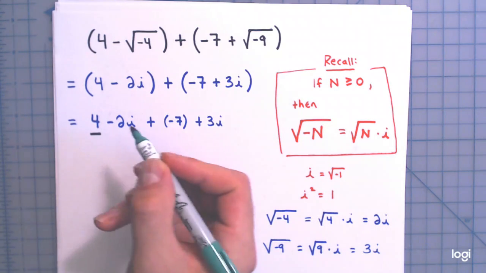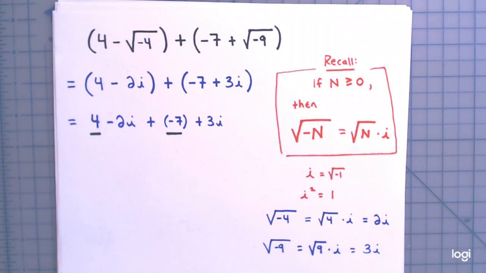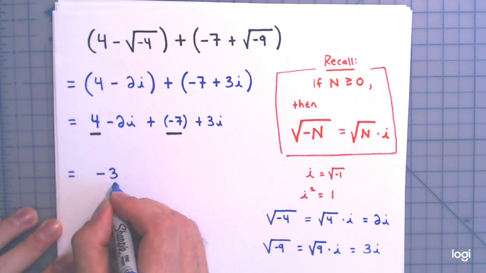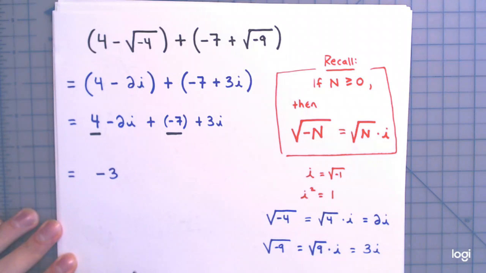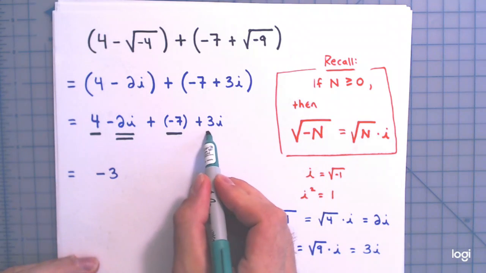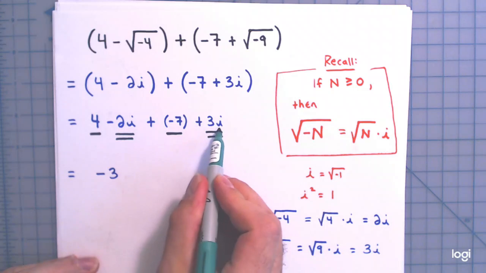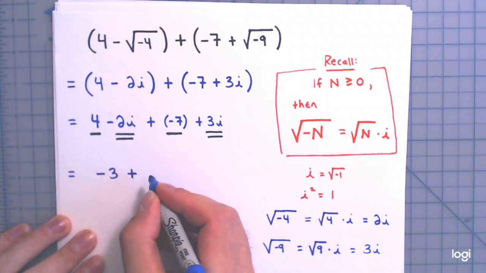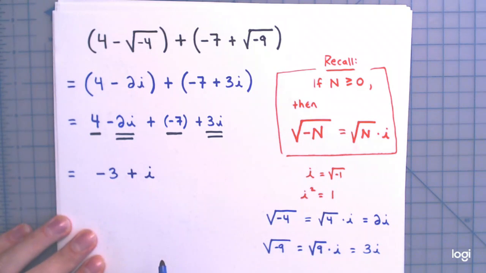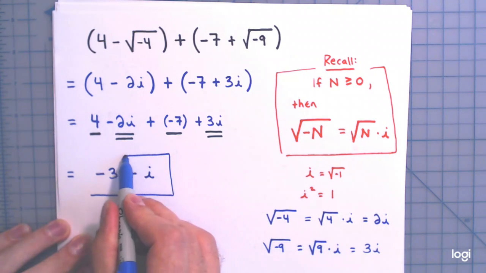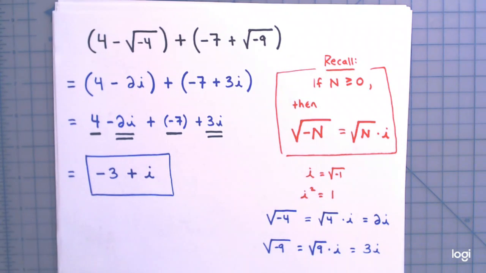So 4 I'm going to combine with negative 7. 4 plus negative 7 is negative 3. So the real part of the sum is negative 3. And then the pure imaginary terms, I've got negative 2i plus 3i. Negative 2 plus 3 is 1, so that's plus 1i, positive 1i, or just plus i. And there you go. There is the sum of those two complex numbers.